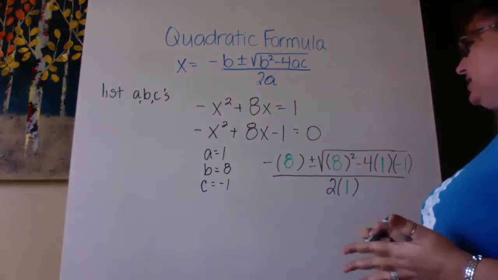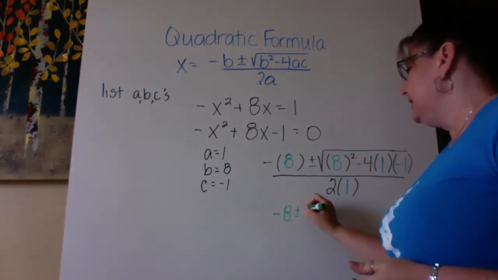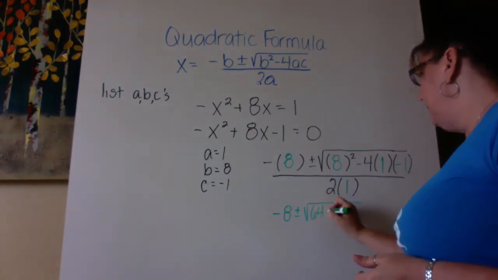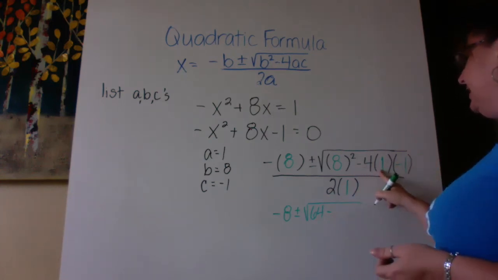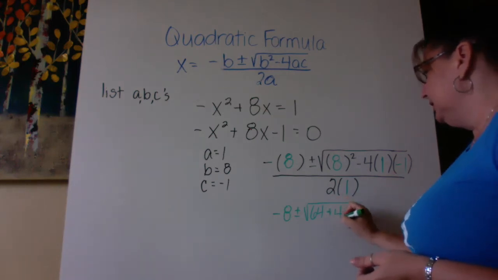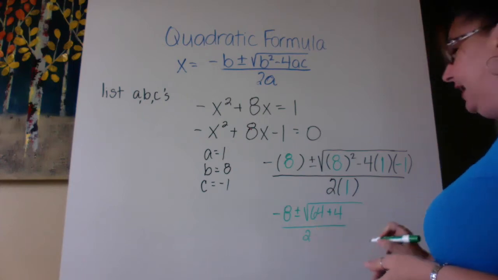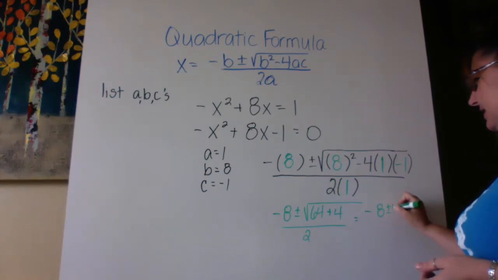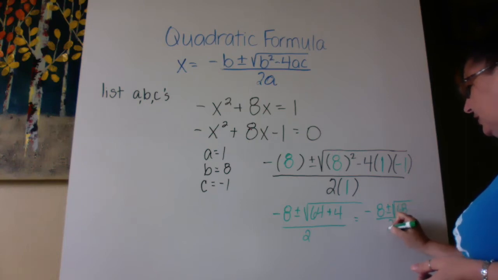So now I can start simplifying. I get -8 plus or minus the square root of 64 minus 4 times 1 gives me a -4 times -1 gives me a +4 all over 2. So that simplifies to -8 plus or minus the square root of 68 all over 2.